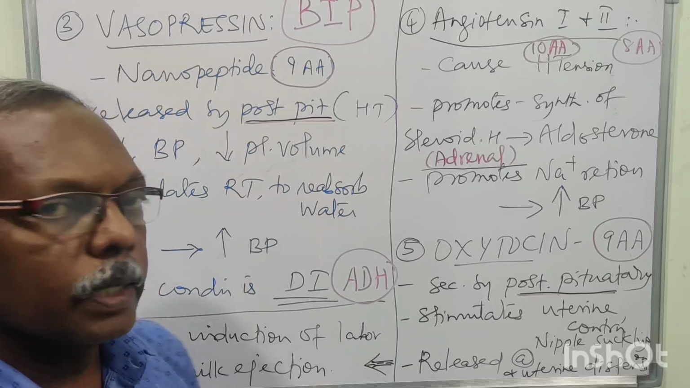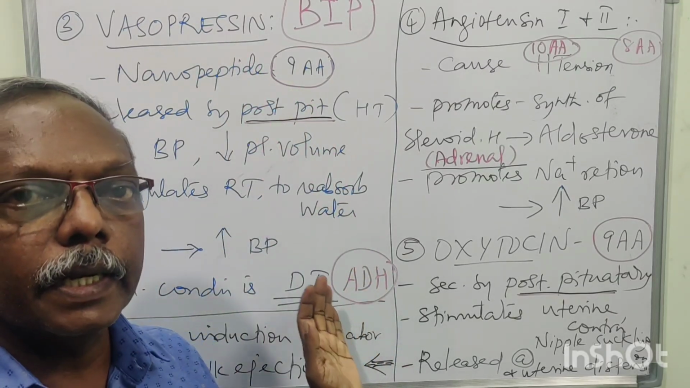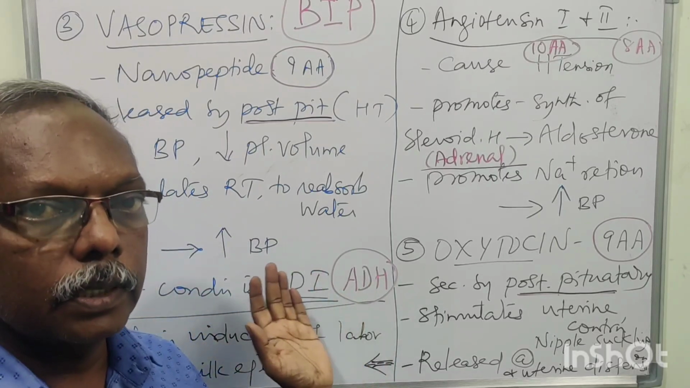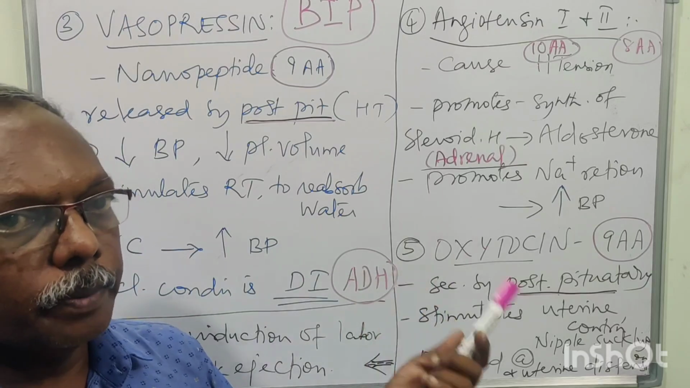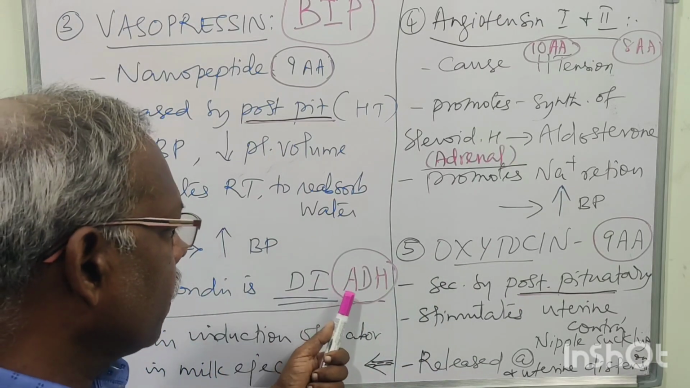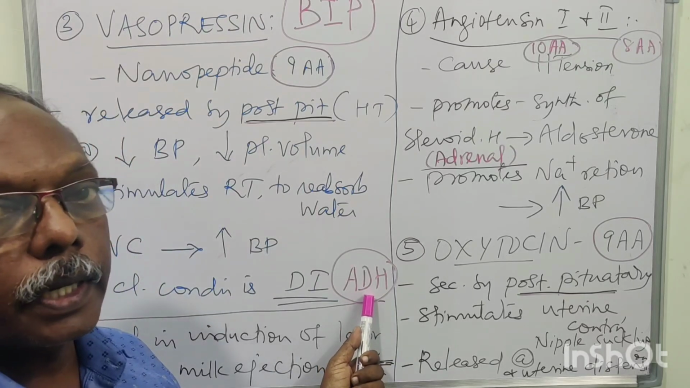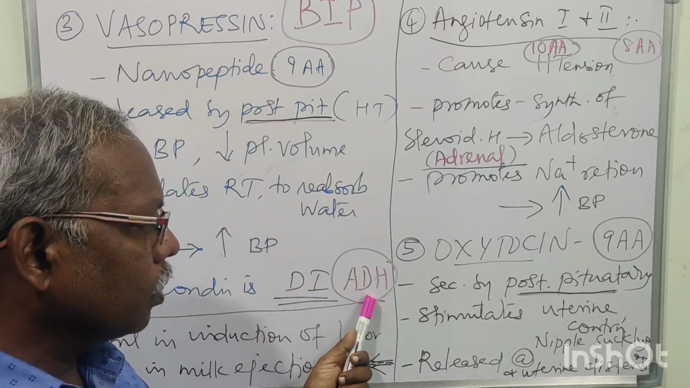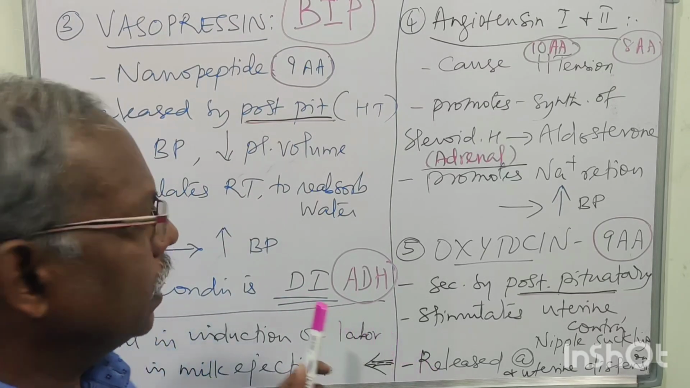One more clinically important condition involving vasopressin is DI, diabetes insipidus. It is like diabetes mellitus, also having polyuria, but the specific gravity is different. Vasopressin is otherwise known as antidiuretic hormone. So vasopressin is ADH, and its deficiency causes DI, diabetes insipidus.